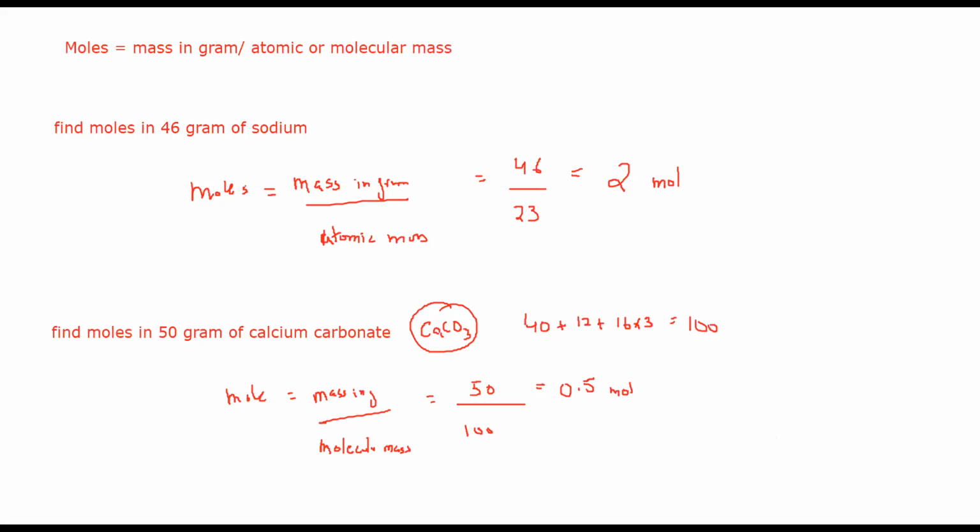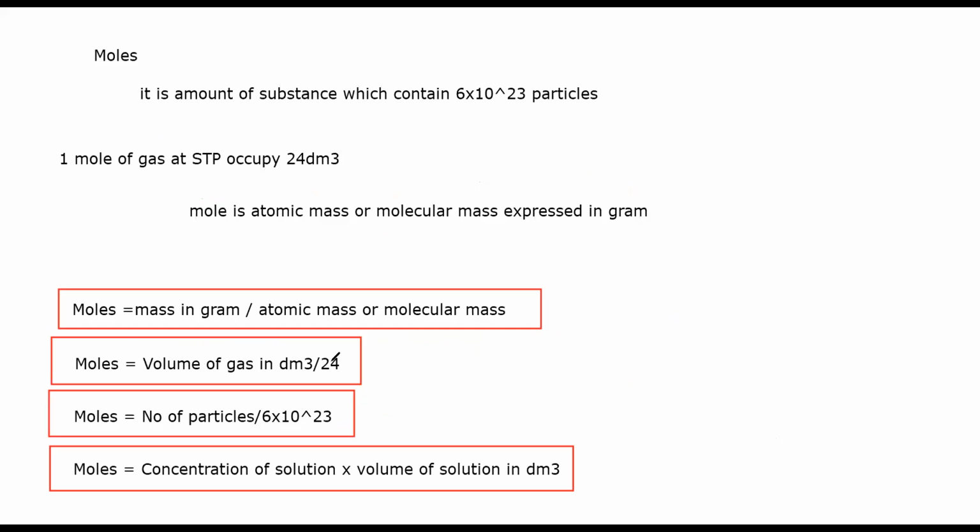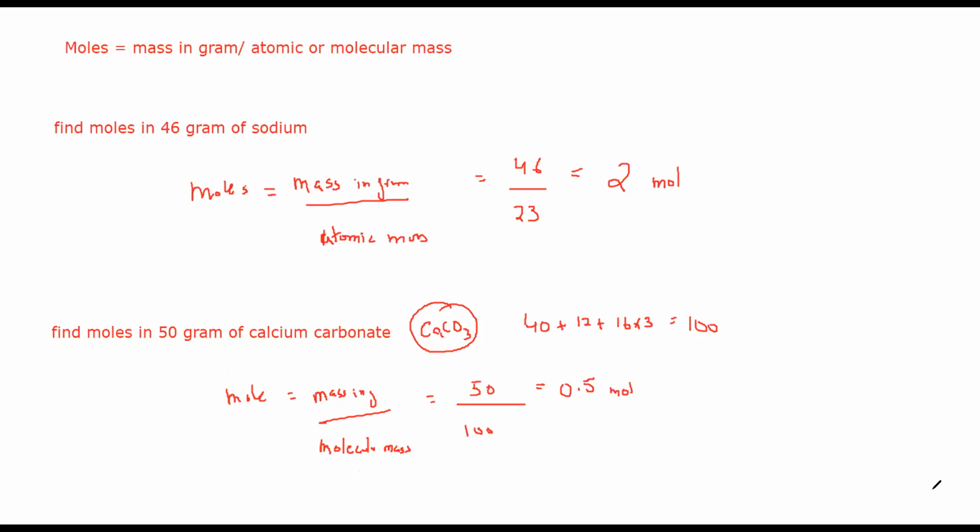The second formula, in which moles equal volume of a gas in dm cube divided by 24. But it should be a gas. Volume of a gas in dm cube divided by 24, what you will get? You will get moles.